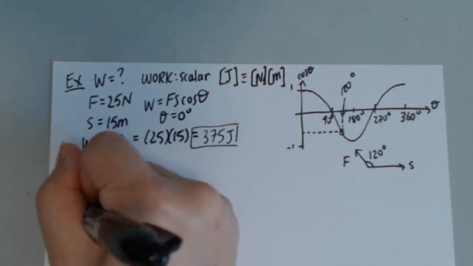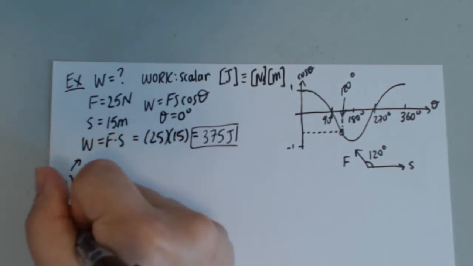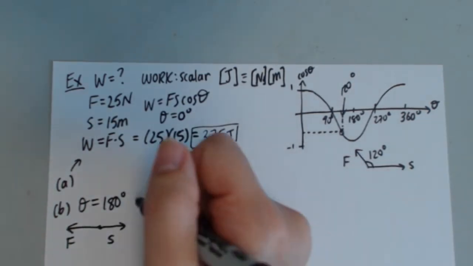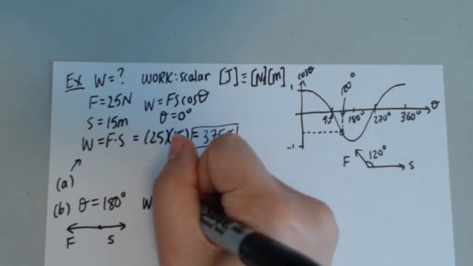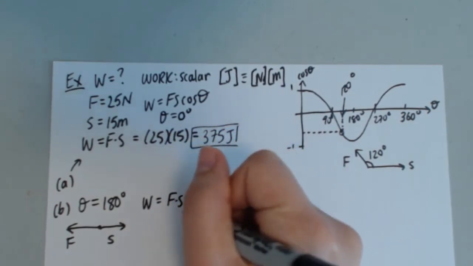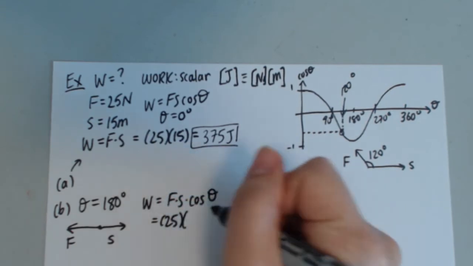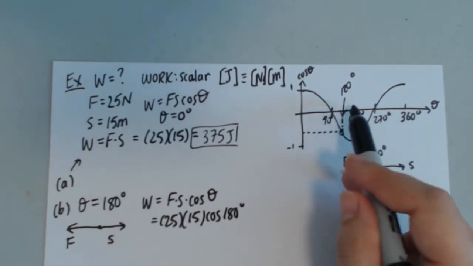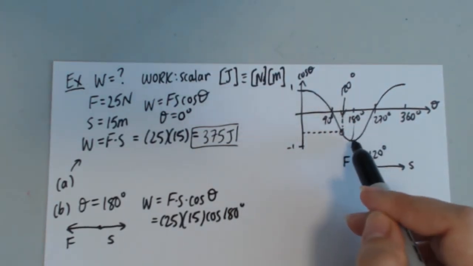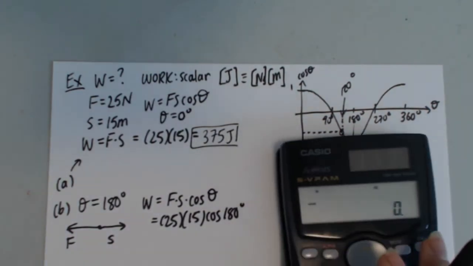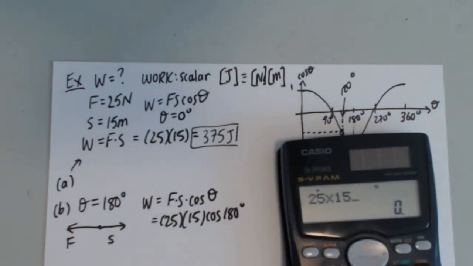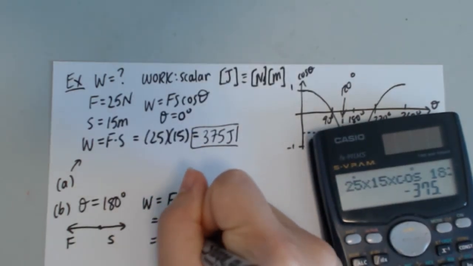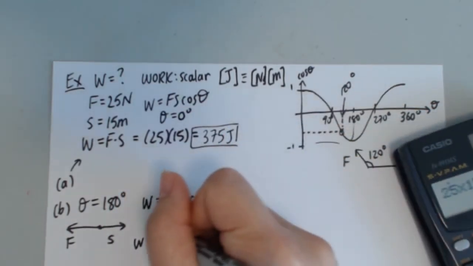B, anti-parallel, so that means theta is 180 degrees. So that means you have F going like this, and you have S going like this. Okay, so the formula is work is equal to Fs cos theta. Force is 25, displacement is 15, cosine of 180. Based on this graph, we can see that when theta is 180 degrees, the y value is going to be -1. So cosine of 180 is -1, but I'll just stick it there just so you can see. So minus 375. Okay, so we get negative work like that.